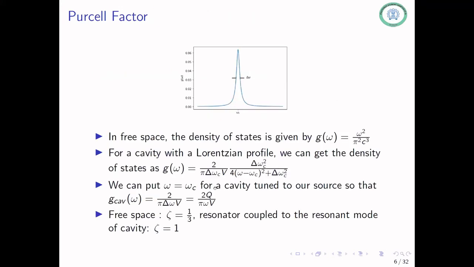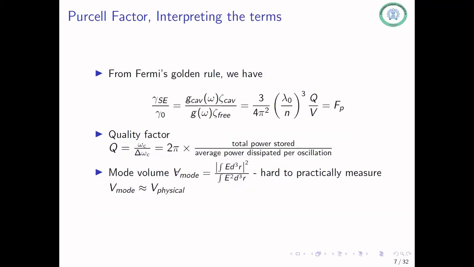That's how we got the Q. The other thing is your volume can be taken as the mode volume, so it's given by this kind of expression. This represents the volume that your photon can actually exist within, but this is a measure of that. But as you can see, this is practically very hard to measure. So for practical purposes, we can take the mode volume and the physical volume to be the same.